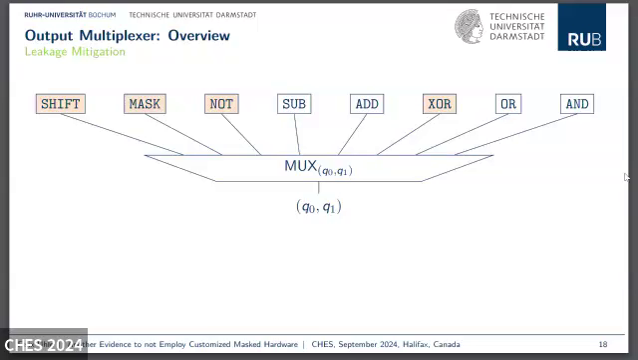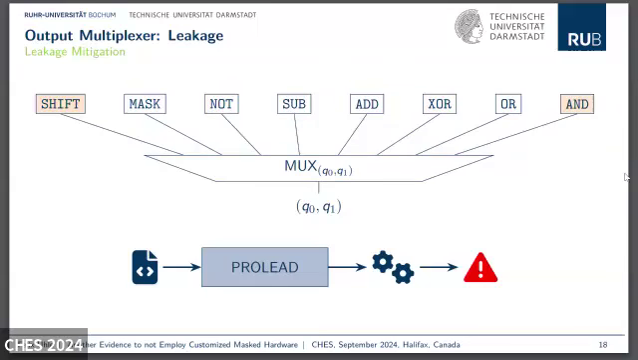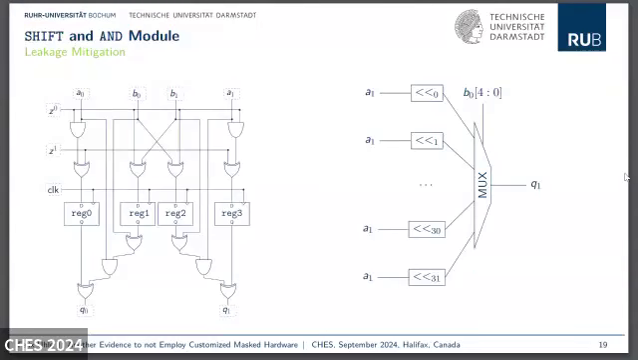So in the case of the ALU we have investigated, there's no reset signal or anything else which stops the modules from working. And in the following, I will give an example of what can go wrong here, and what went wrong by investigating the combination of the shift and the AND module. ProLead also identified this as a problem.